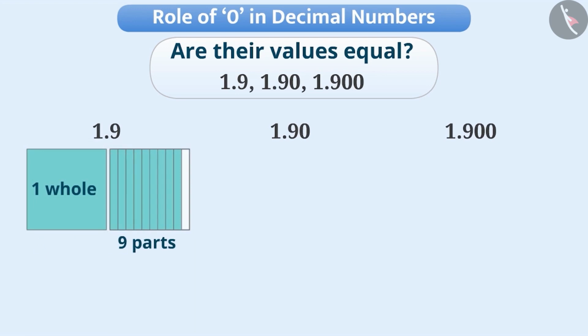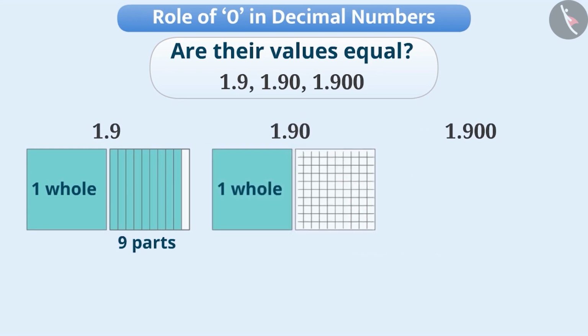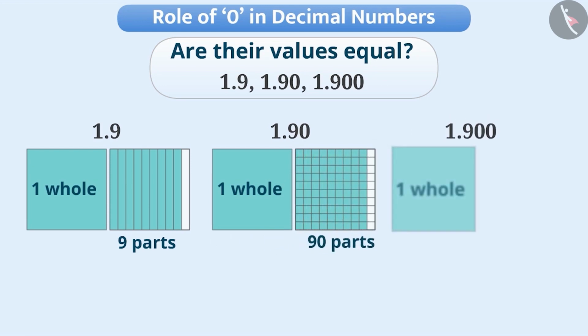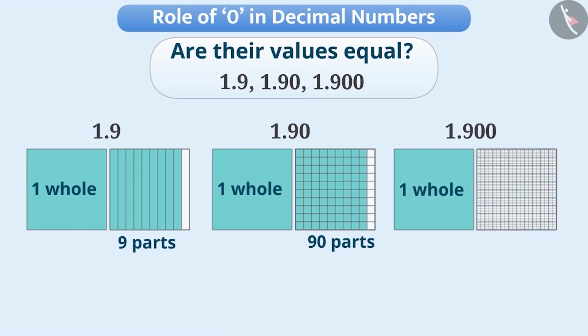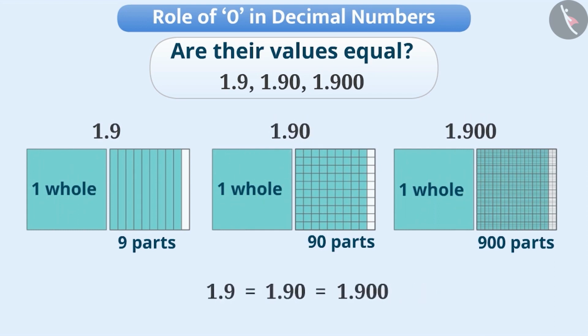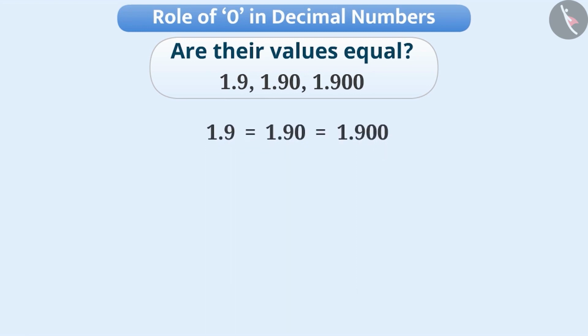Similarly, we can represent 1.90 by taking one whole square and taking 90 parts out of 100 equal parts of a whole. And we can represent 1.900 by taking one whole square and taking 900 parts out of 1000 parts of a whole. As you can see, the number of parts represented by these numbers is equal. Therefore, all of these numbers are equal. Along with this, we can also say that by adding or removing any number of zeros at the end of decimal numbers, the value of number does not change.